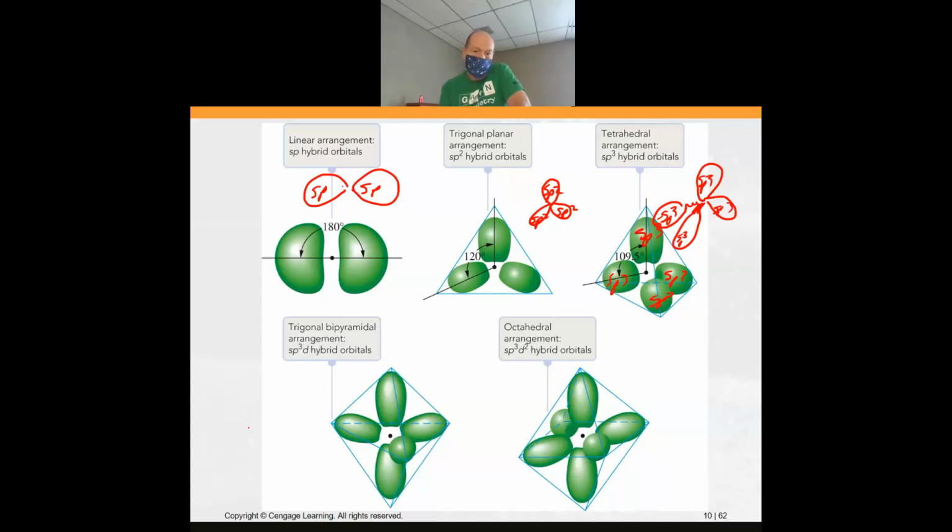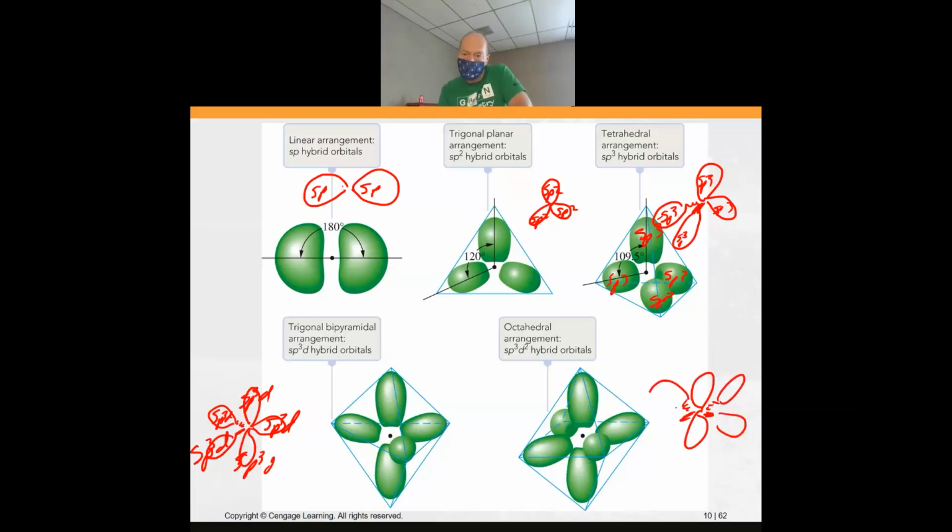All right, same thing here. You do your trigonal bipyramidal. And then in each one of these, I write SP3D. All right, so all these are SP3D. And then over here with your octahedral, you write SP3D2, and all of these, SP3D2.